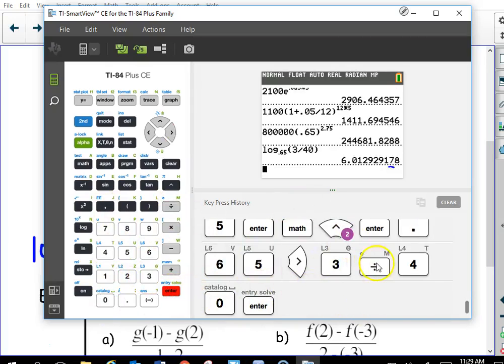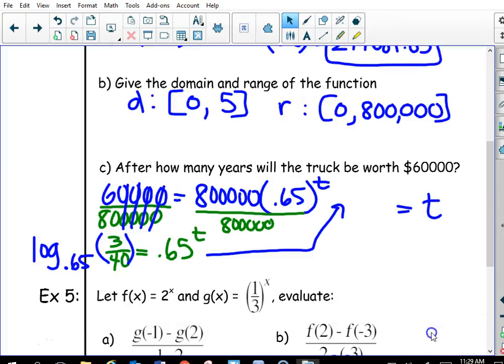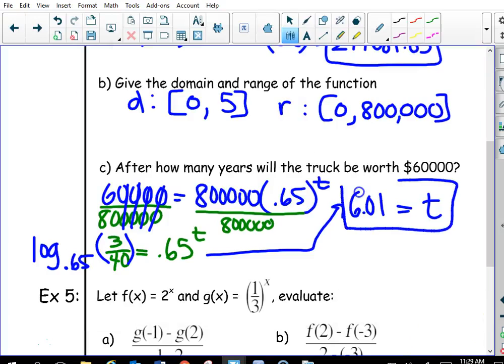So a little over 6 years. I'm going to put 6.01. Using this model. Now I realize that's slightly out of the domain, but we answered the question. All right, I'm going to stop this video. The next couple examples will take a bit.